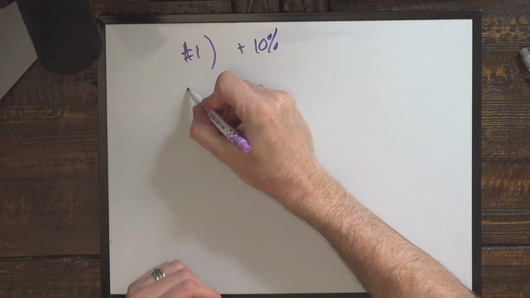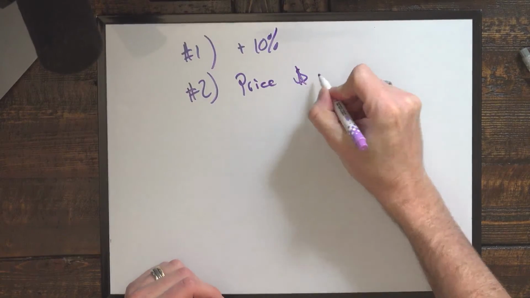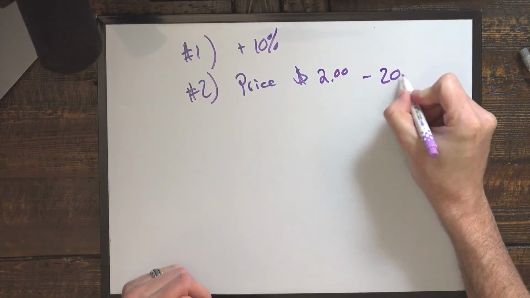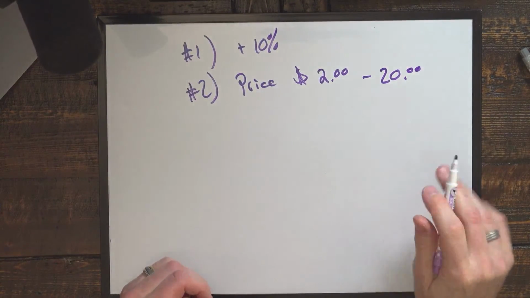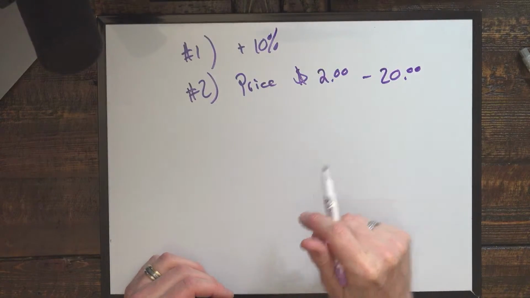We're gonna focus, number two, on price between, generally speaking, $2 and $20. Will I sometimes trade a little higher? Maybe. Will I sometimes trade a little lower? Maybe. But generally, I'm going to focus on this price range.